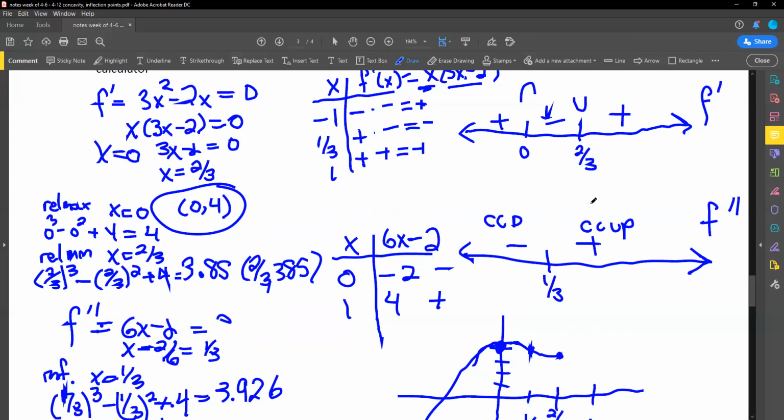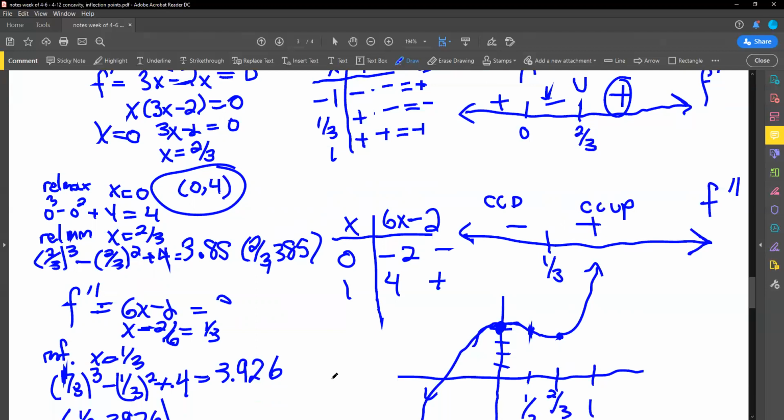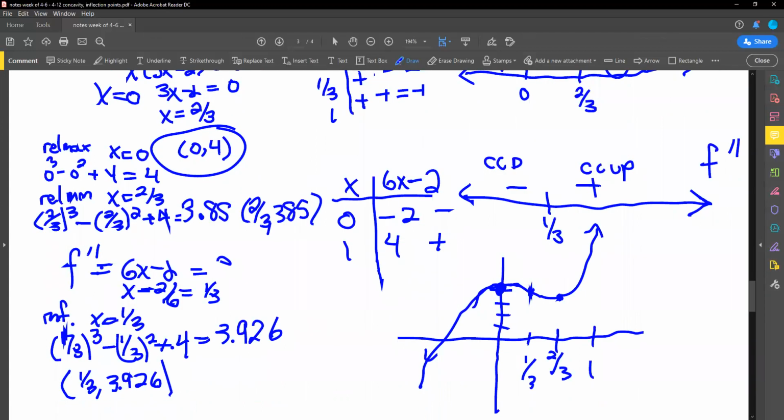And what happens after that? After 2/3, this function changes to increasing and concave up. So I have a pretty good graph of it. And that's what I expect it to look like. And anyway, so that's my graph.